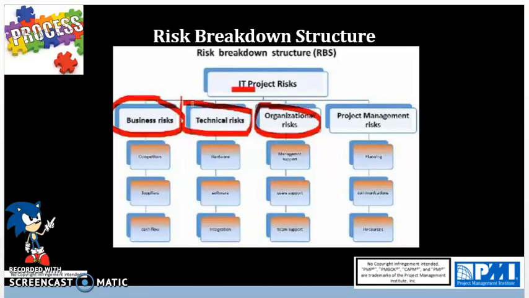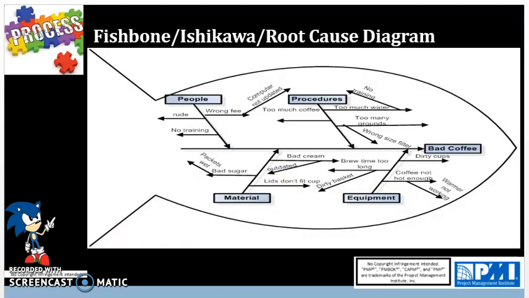We can do that by looking at the RBS in this slide. The risk breakdown structure is going to be looking at the lowest level, the risk checklist from each of these categories, and looking at potential risks within them. So having a checklist, we can check off all the risks that we have planned for and identified from all these various groups, such as business risk, technical risk, organizational risk, and project management risks. Next slide, we'll go over the fishbone or root cause diagram, Ishikawa.